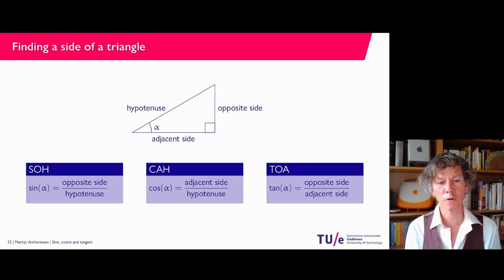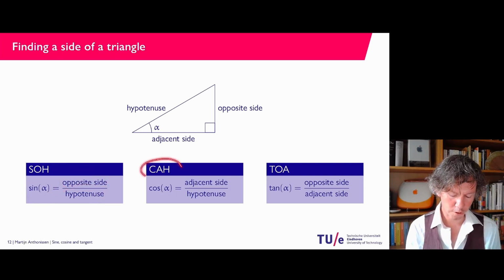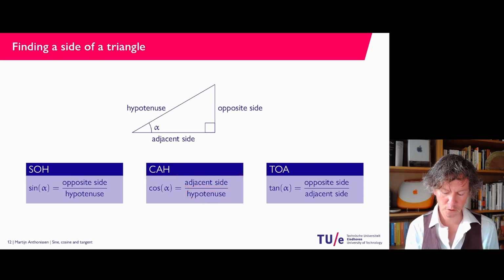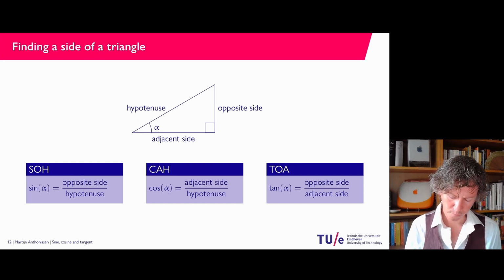Then we have these formulas: if you take the sine of alpha, it is the length of the opposite side over the length of the hypotenuse. So sometimes it's abbreviated as OH. For the cosine, you take the length of the adjacent side over the length of the hypotenuse. And for the tangent, it is the length of the opposite side over the length of the adjacent side. So these are convenient when you have some information in a triangle and you would like to know something about one of the missing lengths, for instance.